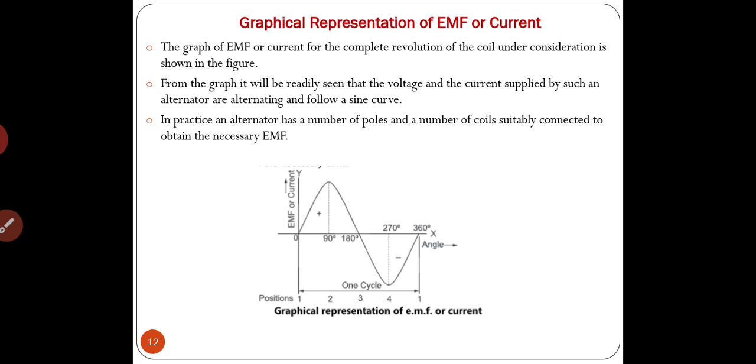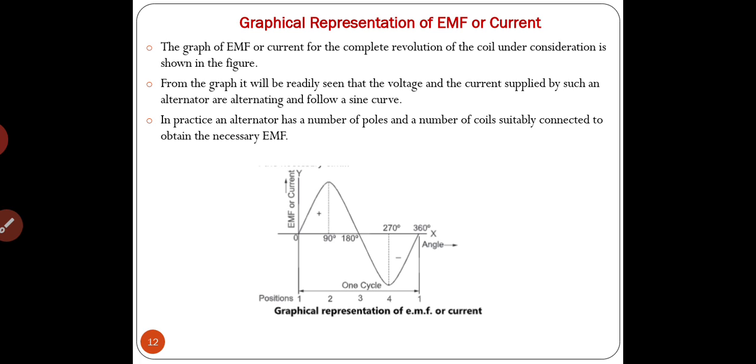In practice, an alternator has a number of poles and a number of coils suitably connected to obtain the necessary EMF. The graph shows EMF or current with respect to angle for the complete revolution of the coil. The voltage and current gradually increase to a maximum in one direction and again gradually reduce to 0, and then in the reverse direction the magnitude increases to maximum and again reduces to 0.